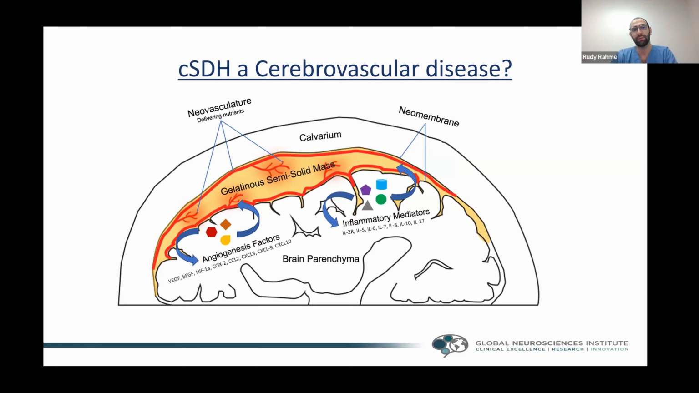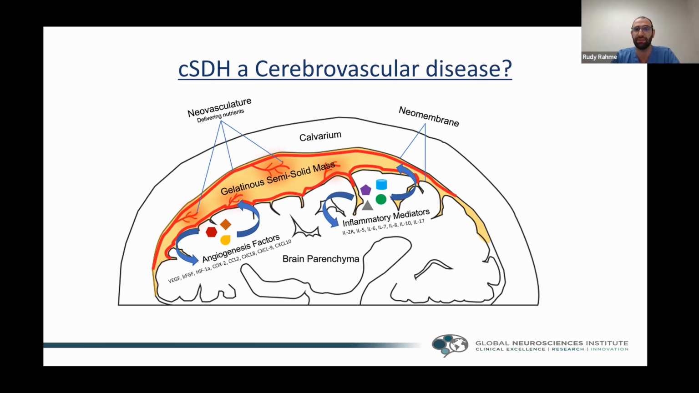More recently we've come to understand that there's the dural border cell layer, the innermost layer of cells of the dura. An injury to that dural layer leads to leakage of CSF and blood into the subdural space. That leads to activation of inflammatory pathways, including cytokines and interleukins, which then lead to release of angiogenic factors, including VEGF and fibroblast factors, which then lead to neovascularization and formation of immature capillaries that tend to leak. As they leak, they activate the inflammatory cascade again, which then leads to more angiogenic factors.